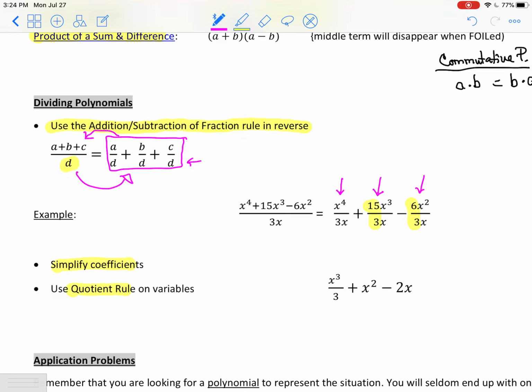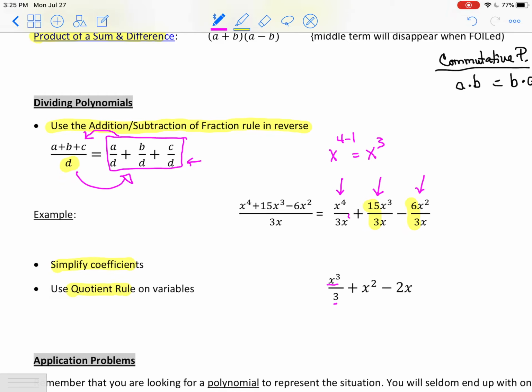Let's just take this very first term here. We've got x to the 4th over 3x. Well, we can't simplify the coefficients, so I'm going to list this 3 here in the denominator. And if we wrote out the quotient rule, of course, we would have x to the 4 minus 1, right? There's a 1 here, which is x cubed. You can do that if you want. Of course, you can see that's what we set right here.